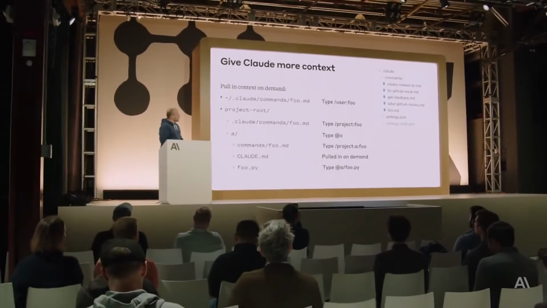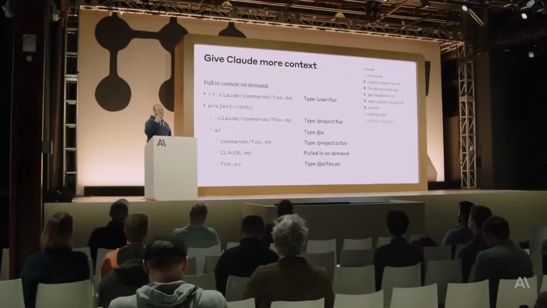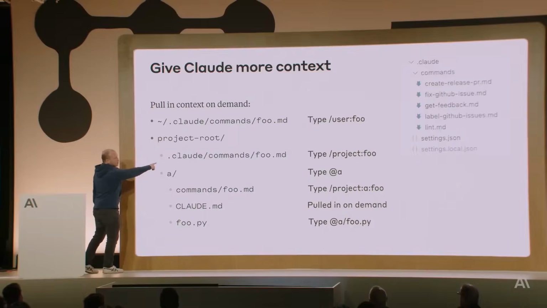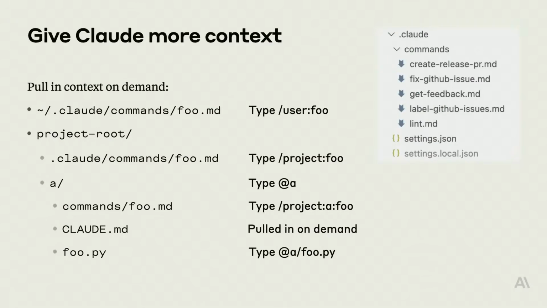There's a ton of ways to pull in context. I actually had a lot of trouble putting this slide together just to communicate the breadth of ways you can do this. But Claude MD is pulled in automatically. You can also use slash commands. So this is .claude/commands, and this can be in your home directory, or it can be checked into your project. And this is for slash commands.